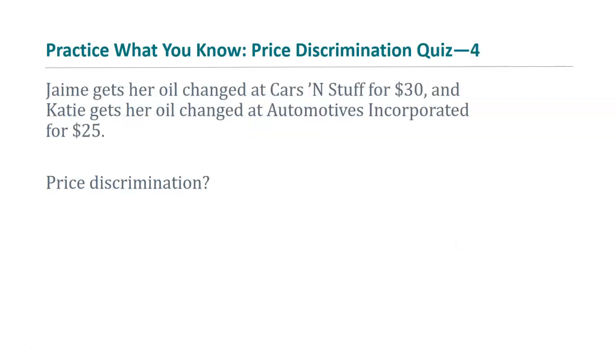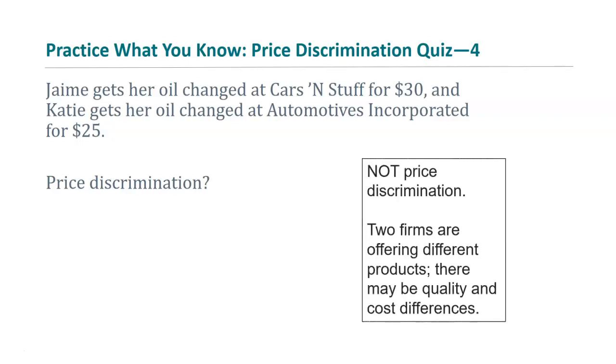Jamie gets her oil changed at Cars and Stuff for $30. Katie gets her oil changed at Automotives Incorporated for $25. Price discrimination? No, it's not. Each of them got an oil change, but they went to 2 different places, which means it's likely that there's maybe a quality difference and maybe a cost of provision of service difference between the 2 different places. And so the fact that they're charged different prices is not price discrimination. That's just 2 different firms offering the product.